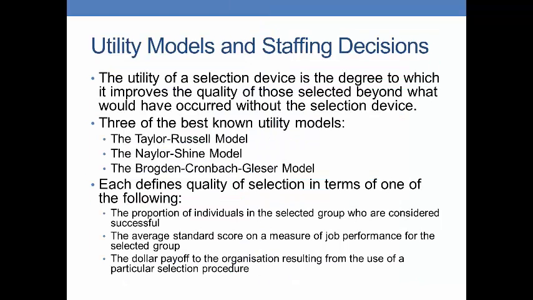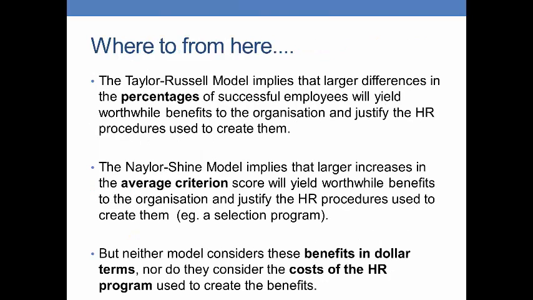As we've discussed in the last few lectures, when we consider the utility of training, we're really considering the amount of improvement in the quality of those being trained beyond what would have occurred without the training program. We've previously discussed the Taylor-Russell model, the Naylor-Shine model, and the Brogden-Cronbach-Gleser model in relation to selection, performance, and now training. So the Taylor-Russell model is based on the premise that larger differences in terms of percentages of successful employees will result in benefits to the organisation and justify the use of a particular selection tool.